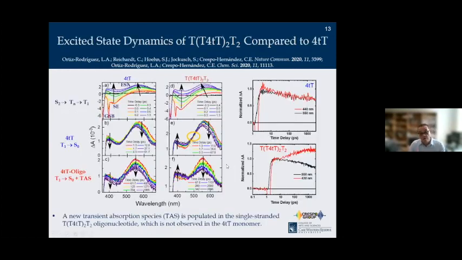So then we went and said, well, we have now a system that we can study using transient absorption spectroscopy and follow the, oh, my time is, so I have to go a little faster. Yes, you have 4 minutes. Okay, so I will go faster here.